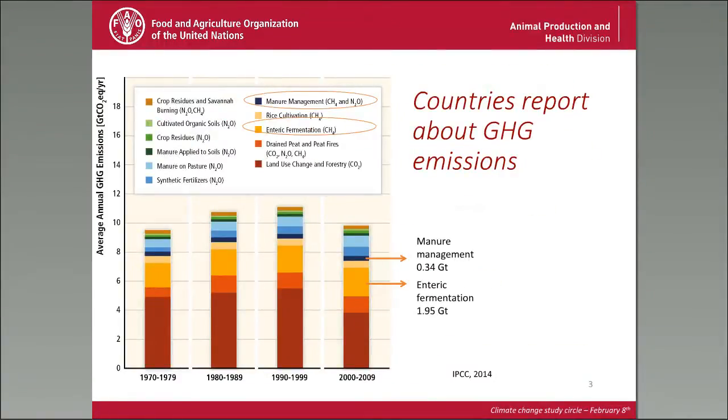Just before we start, this is what is reported by IPCC in the last assessment report about the trend in AFOLU emissions, agriculture, forestry, and other land use, where we can see that emissions that are usually associated with livestock production, such as manure management or enteric fermentation, represent a significant part of the total emissions, for which countries need support to report to UNFCCC. And this is very much what we are trying to address here today.